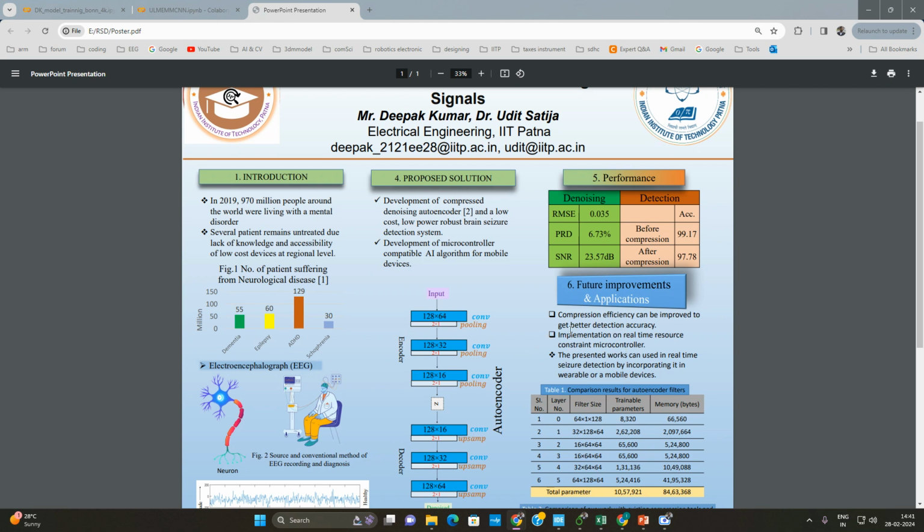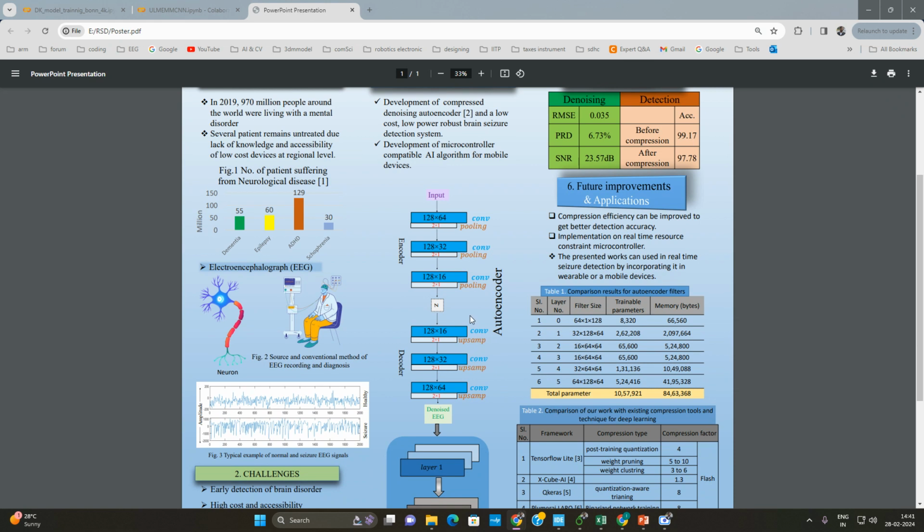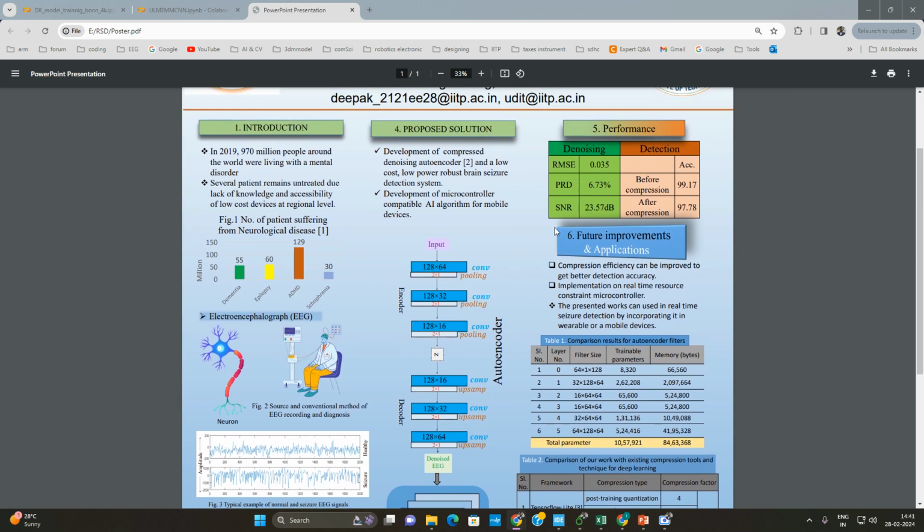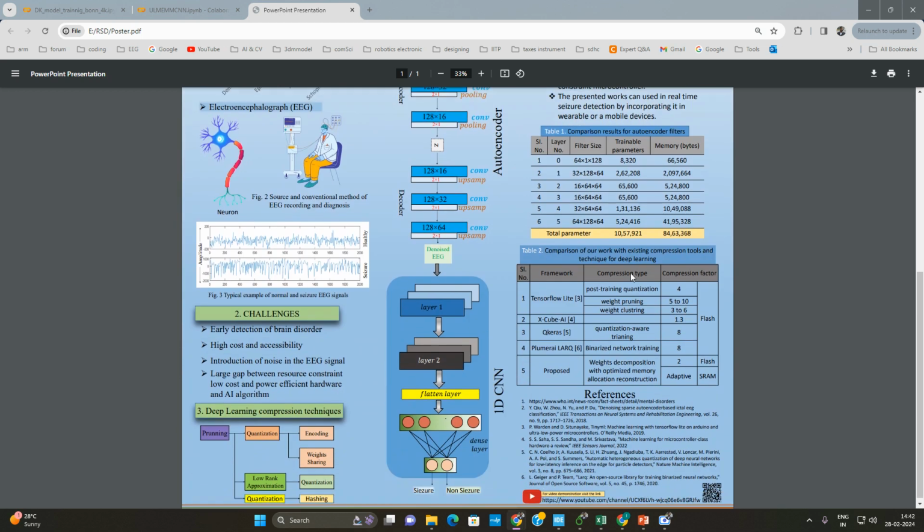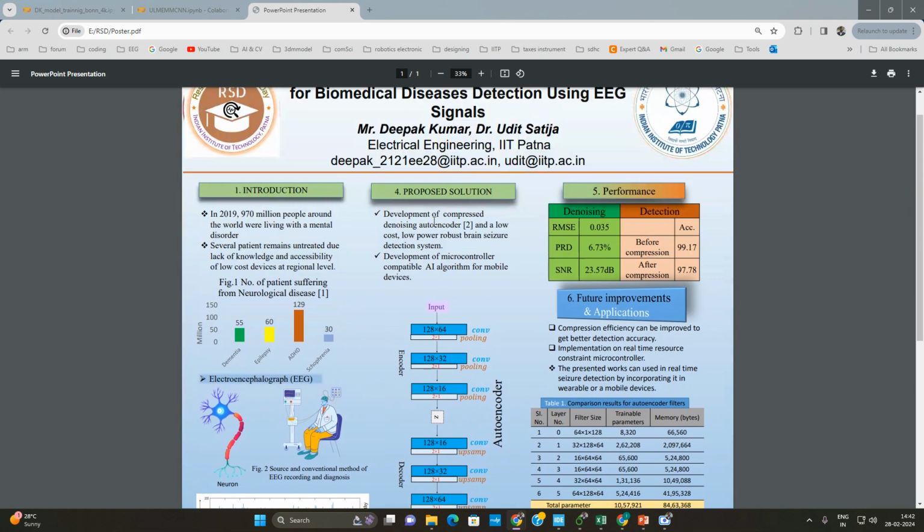For future improvement, this model is currently still taking lots of parameters. It needs to be encoded with different kinds of compression technology that reduce it further down to lower sizes, and it can also be improved in terms of compression efficiency. You can see here before compression 99%, after compression the accuracy reduces by nearly greater than 2%. So this is the overall work, and this work is still in progress.